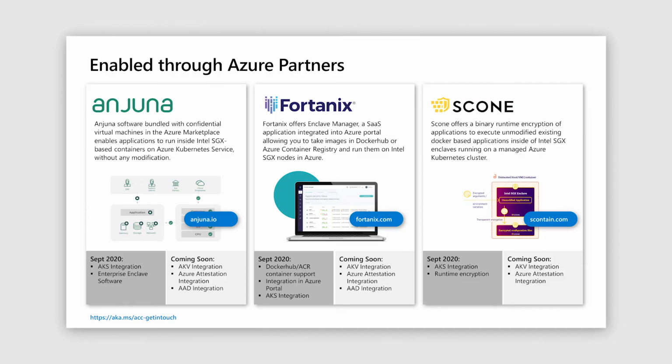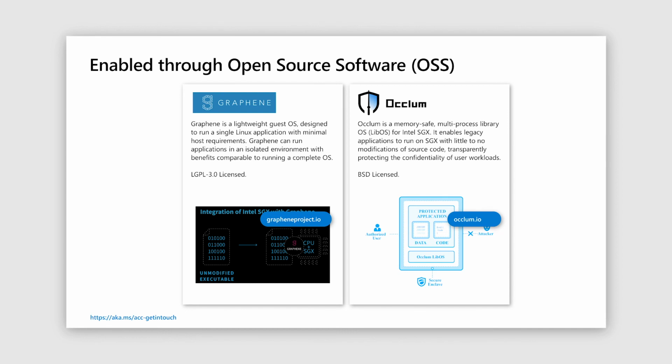This is a community-oriented approach, and we're trying to help you further harden your enterprise security promise for containers and Kubernetes. In order to do that, we have a really rich ecosystem of partners that we've been working very closely with to bring these capabilities to the Azure cloud. We've been working with Anjuna, Fortanix, and Scone, who are now providing these capabilities for you to bring your applications to the Azure cloud. In addition to these ISV partners, we've also been working with open source software projects such as Graphene and Occlum to bring your workloads to the Azure cloud and make them confidential.